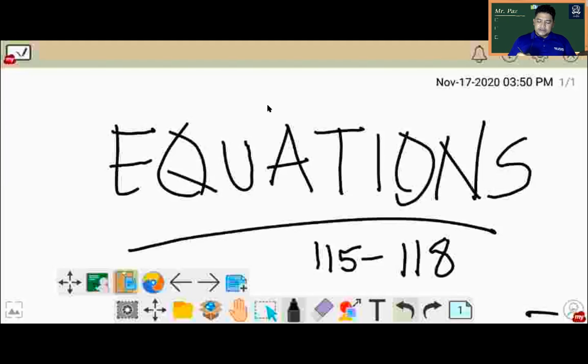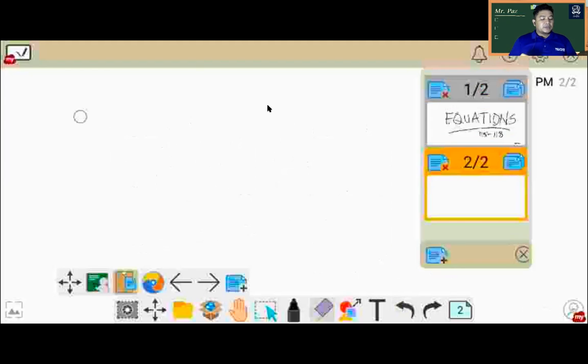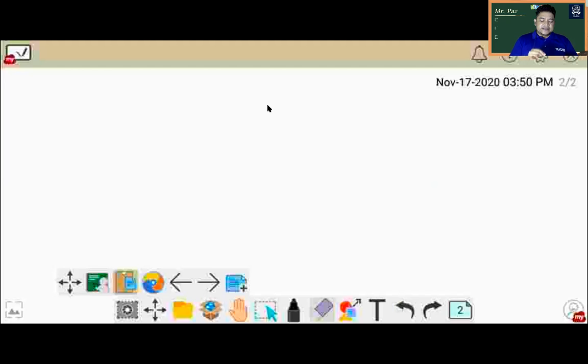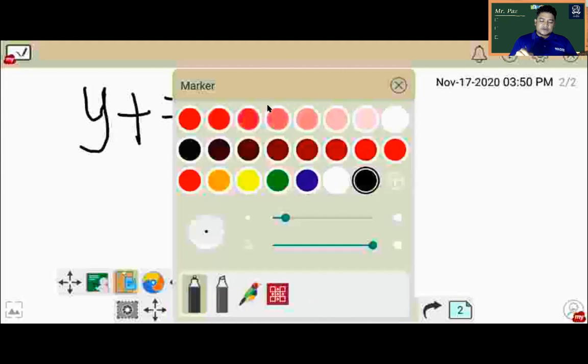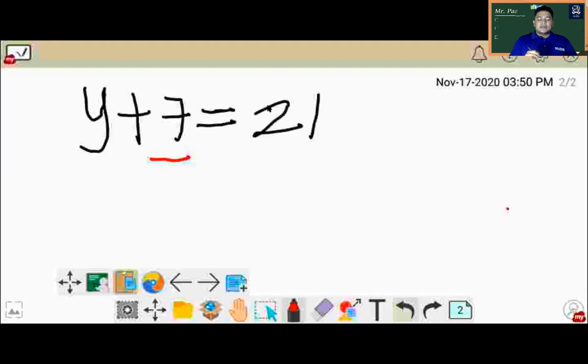Let me show you something that you need to understand when we're working with equations. For example, if we have the equation y plus 7 equals 21, the rule says that if we have a number that is adding, this 7 is adding here, I need to put it on the other side with the opposite sign. So to eliminate that 7, I need to move it to the other side, subtracting, because I have positive 7.